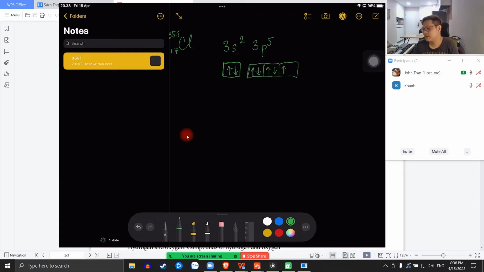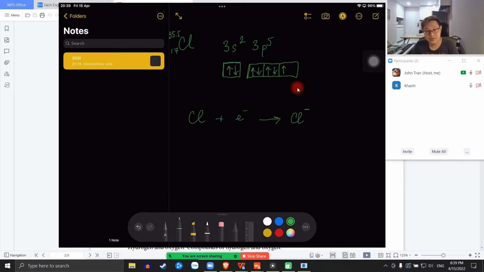So what does it mean if there is one lonely half-filled orbital like this in the 3p? It means it tends to attract electrons to complete it. So it means that in a scenario, chlorine atoms are likely to accept an electron, isn't it? Yes. And it becomes a chloride anion, Cl minus.